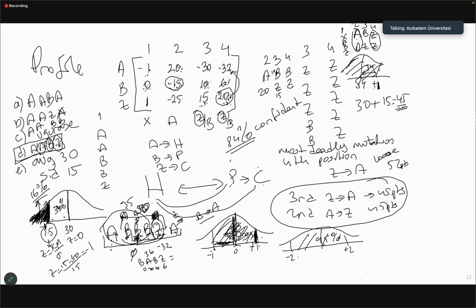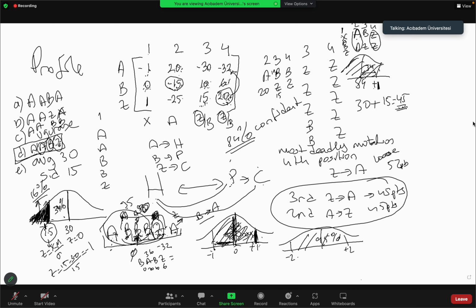So these are the types of questions I can ask from profiles. You should be able to interpret these and answer these questions. There will be around 8 or 9 questions out of 50. So it's going to be like 20% of your score. So you have to know this subject very well. Okay. And what else can I ask from profiles? Any questions on these?